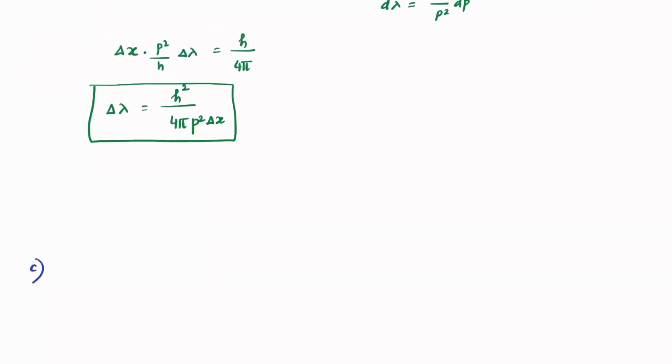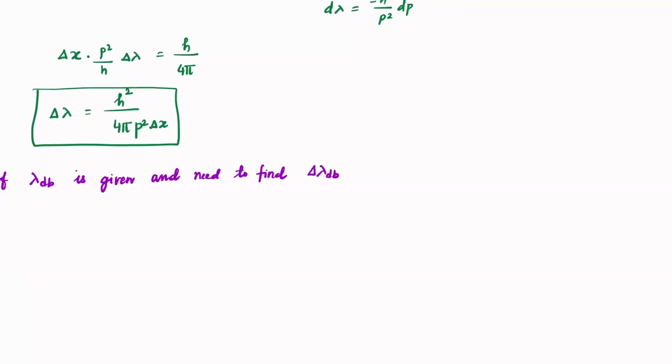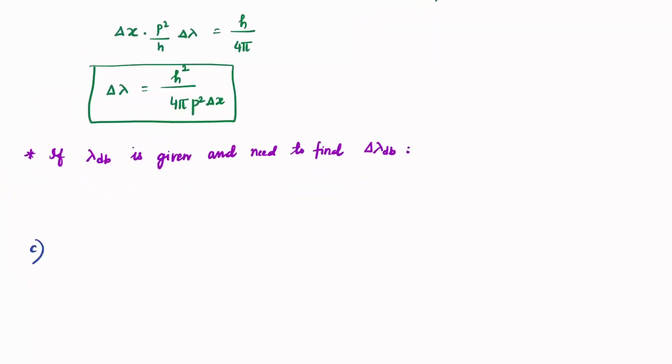What if we change the question? If lambda dB is given, and we need to find delta lambda dB, how much is the uncertainty in the wavelength? That means there is some value given, but we need to figure out how much that uncertainty is. In such a case, what do we do? Same formula. Look into it.